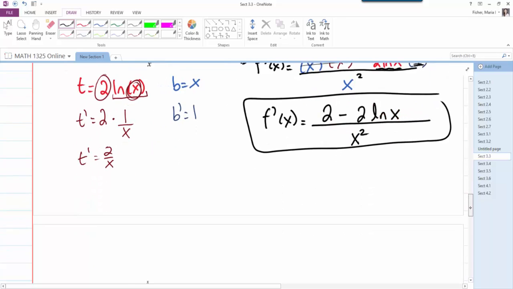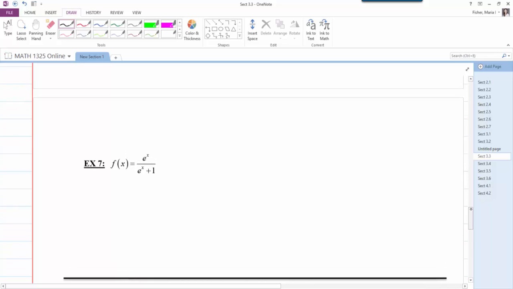Number 7, the derivative of e to the x over e to the x plus 1. Again, we're just following our formula. Identify the top, identify the bottom. Find the derivative of the top. Well, the derivative of e to the x is e to the x times the derivative of x, which is 1. So t prime is going to be e to the x.